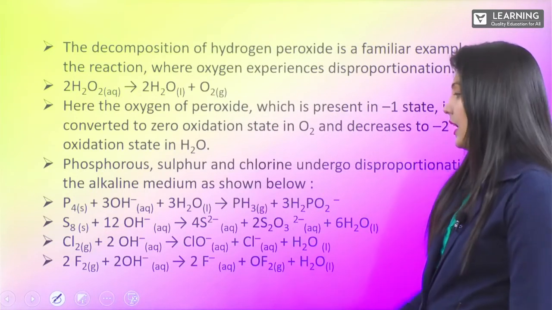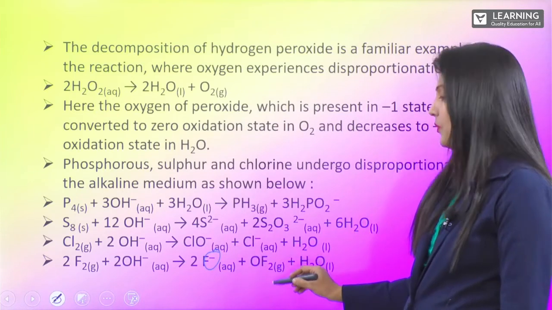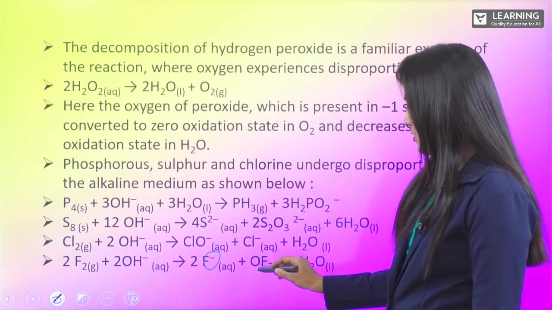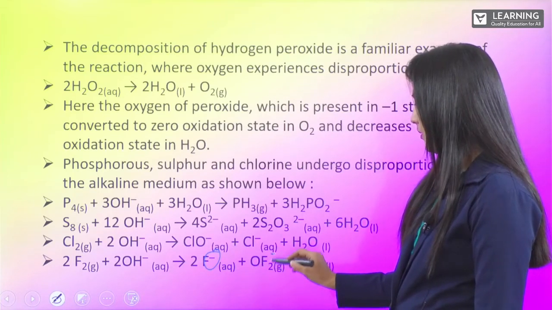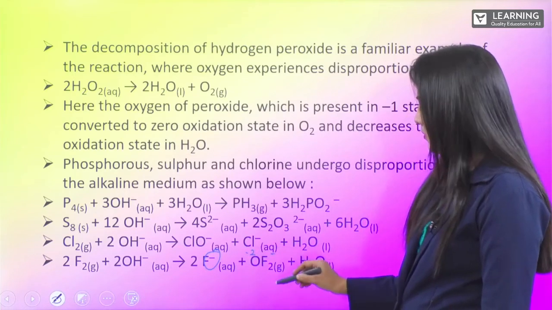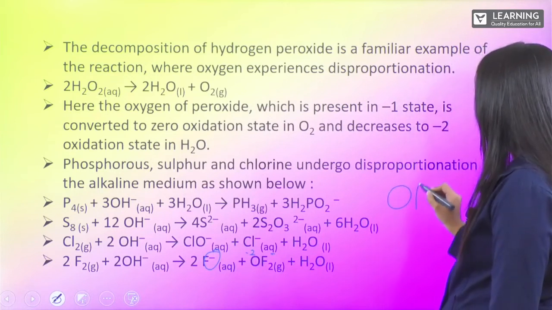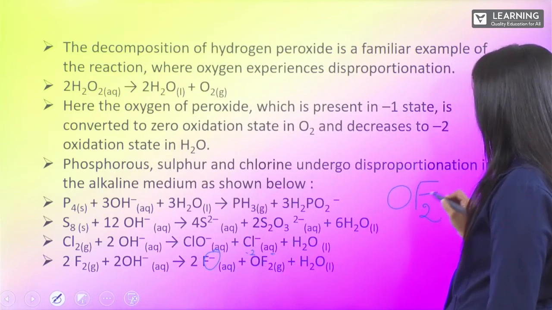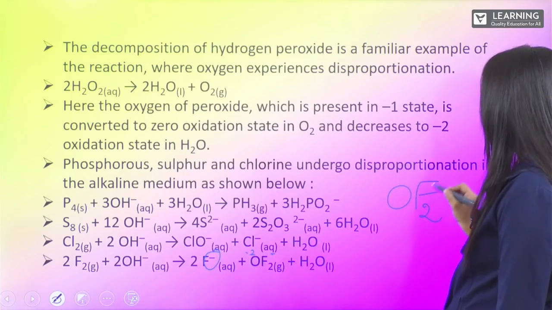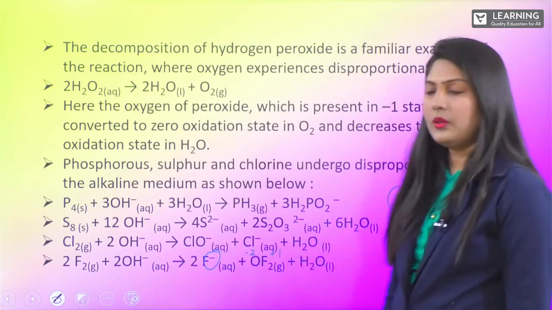Fluorine in the alkaline, you'll get F minus and also OF2, where here F will be having 0, -1. Here -2 plus 2, it will be having OF2, right? F is -1, where -2, so it will be +1. Okay.